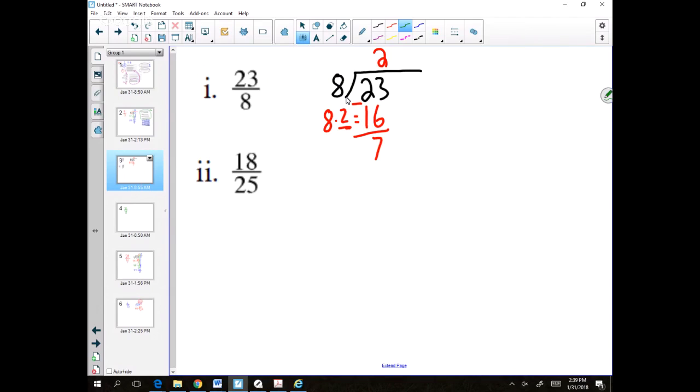We can't leave it like that. So what do we have to do? We're going to have to add something to this. A decimal. A decimal and what? A 0. And bring down that 0. Now that 7 becomes 70. So now steps repeat themselves. How many times does 8 go into 70?